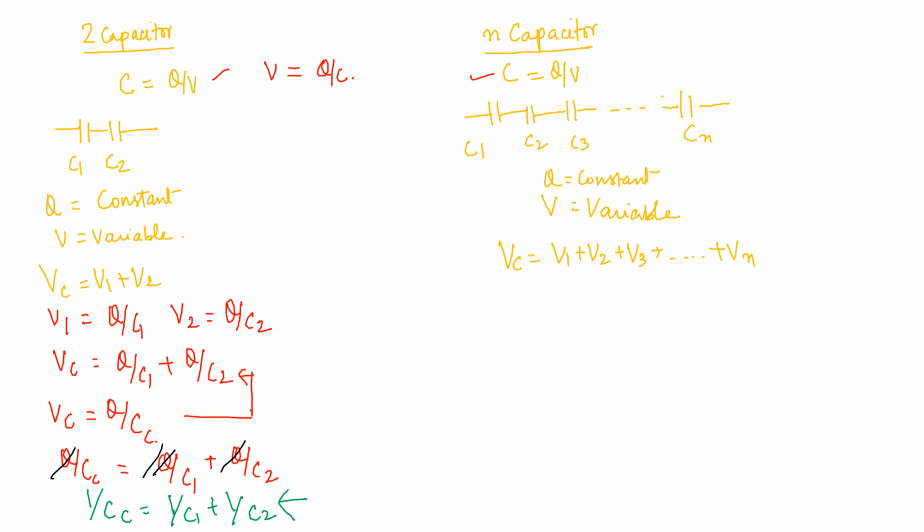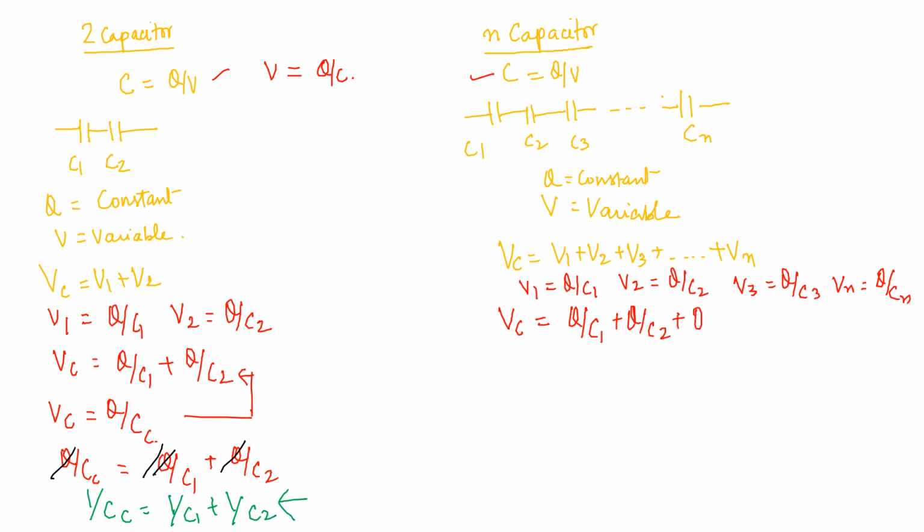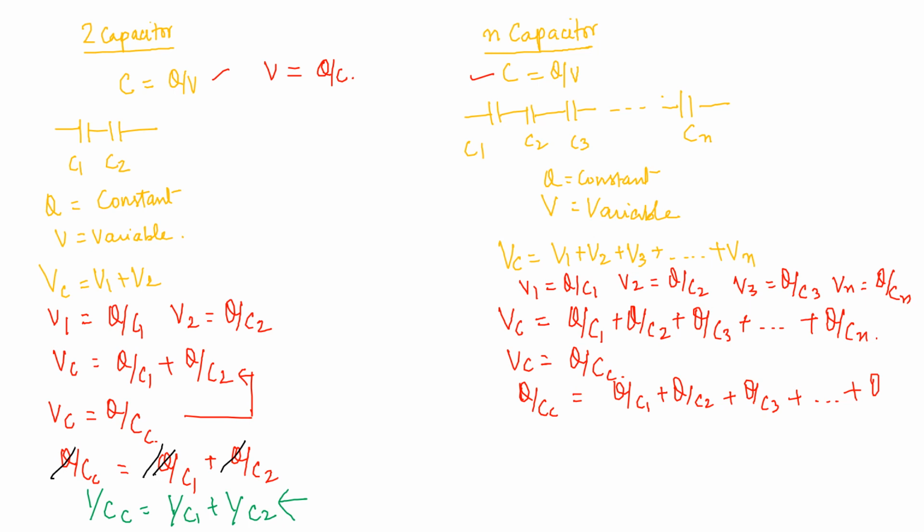So see, Vc equals this, V1 equals Q upon C1, V2 equals Q upon C2, V3 equals Q upon C3 and Vn equals Q upon Cn. We will substitute these values over here. V combination equals Q upon C1 plus Q upon C2 plus Q upon C3 dash dash dash up to Q upon Cn. Now Vc equals Q upon C combination. In similar fashion, Q upon C combination equals Q upon C1 plus Q upon C2 plus Q upon C3 up to Q upon Cn.